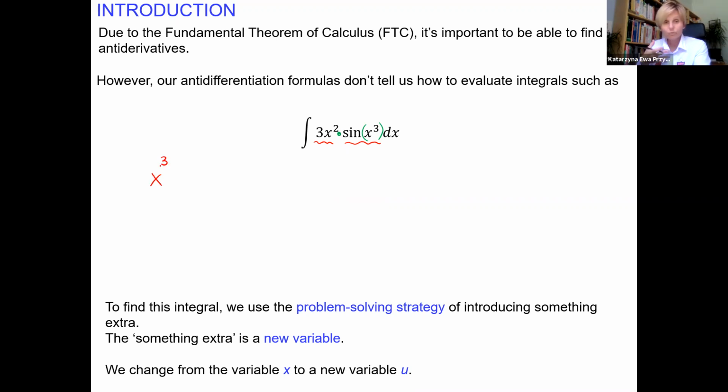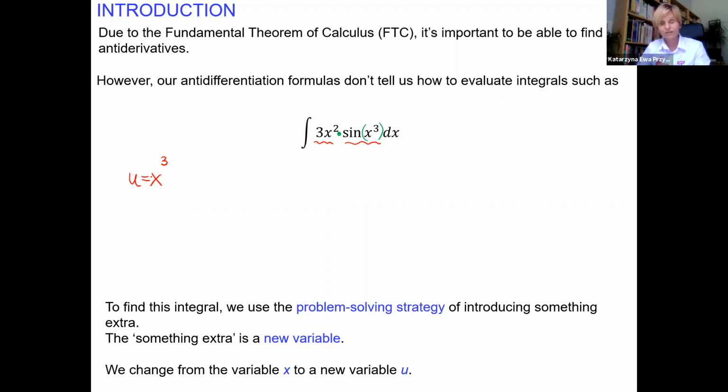And we have to adopt a problem solving strategy. We will introduce a new variable, u. Of course, I will let that x cubed be u. And now, since I decided to use the new variable u, I will rewrite the entire integral in terms of u, including dx, because dx is like a differential, it's part of the derivative. That's what we will do. Having this, u is x cubed.